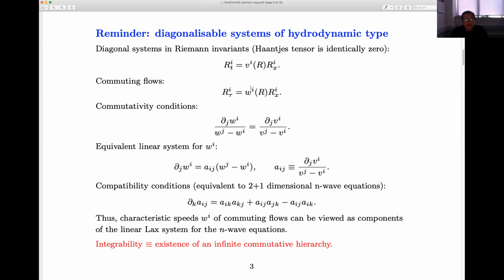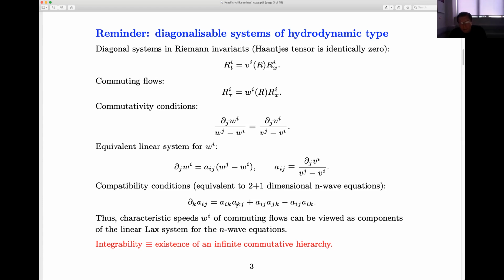So these equations, let me summarize the construction of this integrable commutative hierarchy in a slightly different way. You take an arbitrary solution, a_ij, of these n-wave equations, and you fix this solution. This is fixed for the hierarchy. Then for this fixed value of a_ij, you solve this linear system, and different solutions of these linear equations provide you different commuting flows of the hierarchy.